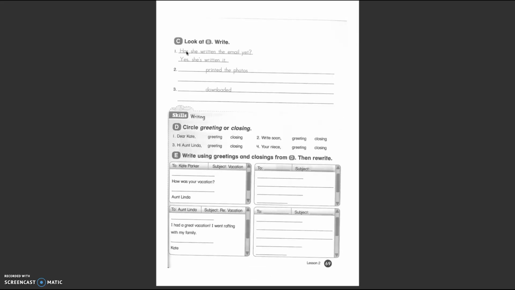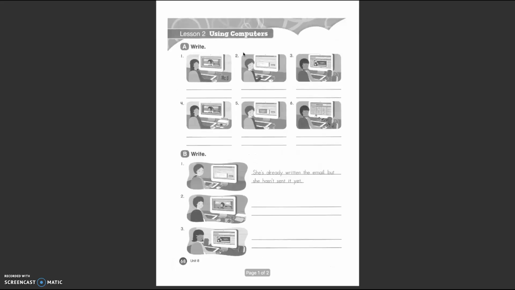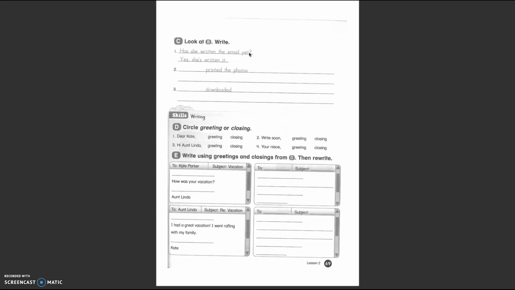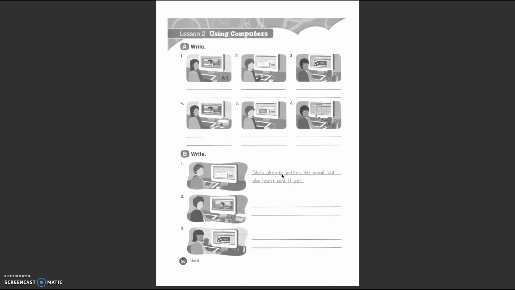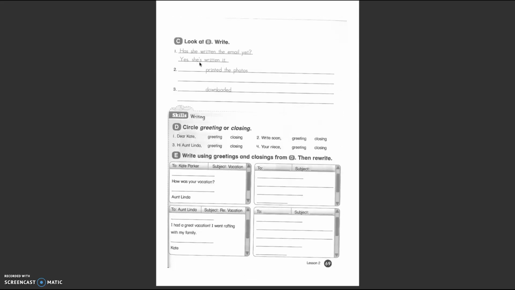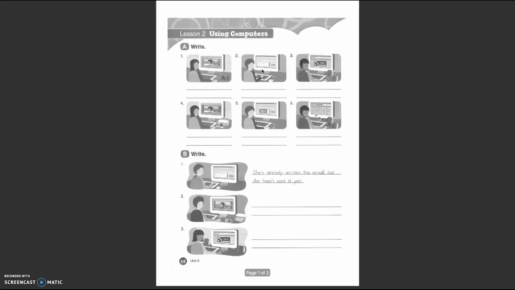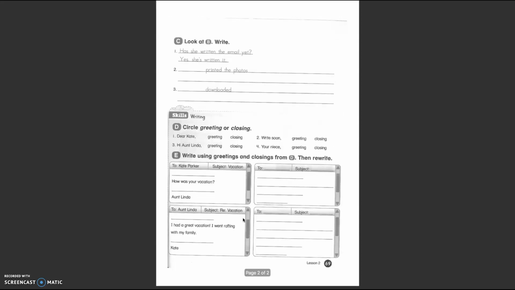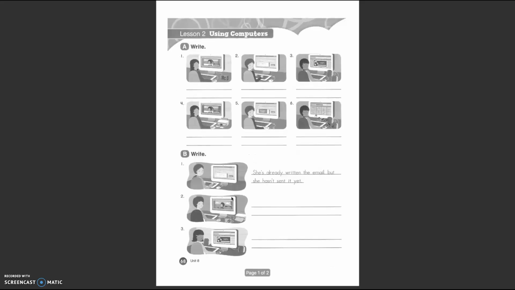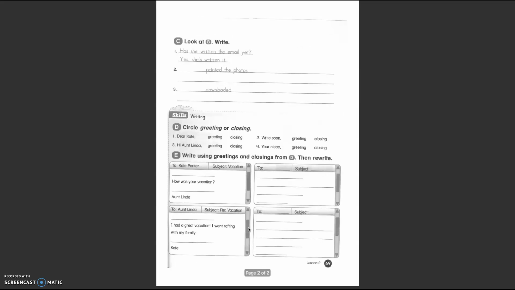If we turn the page, you'll need to make the questions about the previous exercise B. So, has she written the email yet? What do we see? Yes, she has written it. How would you make question number 2? Has he printed the photos yet? And the answer is no, he hasn't printed them. Then you try question number 3 based on the information you wrote on the third sentence.